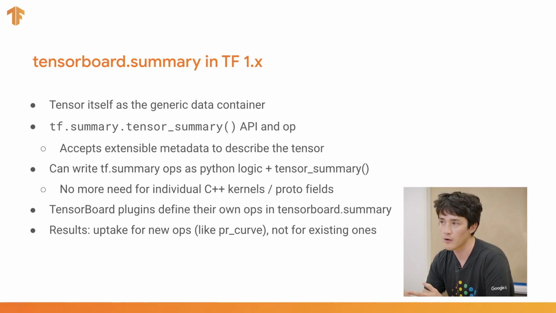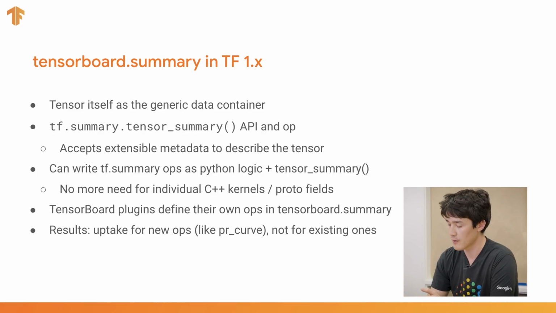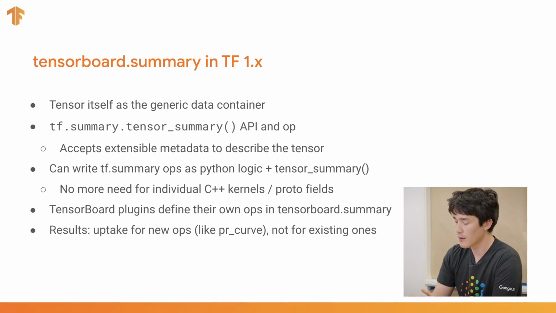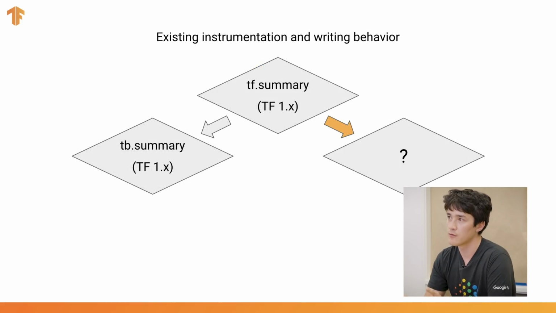For example, the PR curve plugin has a PR curve summary, and that's the main route people use. But for existing data types, there isn't really much reason to stop using tf.Summary. And so for those, that's what people have used. But then tf.Summary still has some other limitations. And so that's what we're going to look at next.